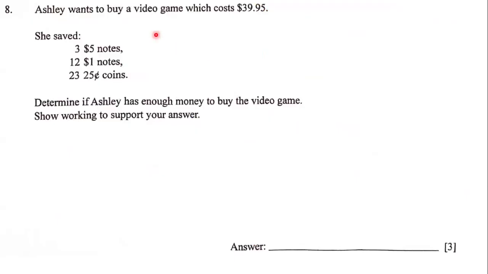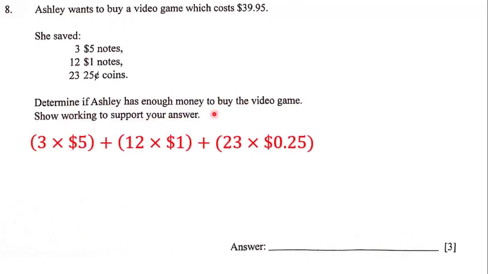Next, it says Ashley wants to buy a video game which costs $39.95. She saved 3 $5 notes, 12 $1 notes, and 23 25-cent coins. Determine if Ashley has enough money to buy the video game. Show working to support your answer. So let's determine how much money she actually has, right? She has 3 $5 notes, which is why we have 3 times 5. She has 12 $1 notes, that's why we have 12 times 1. And she has 23 25-cent coins, which is why we have 23 times 0.25.